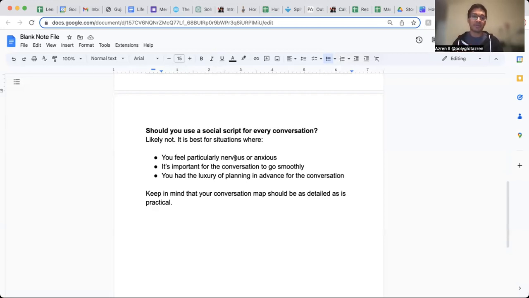They're also great for when it's very important for the conversation to go smoothly. It's important and you need it to go smoothly, so you can really use the conversation map to prepare for it as best you can. And of course, a conversation map is used for when you have the luxury of planning in advance for the conversation. If you can't plan for the conversation in advance, you can't really build a conversation map in advance, obviously.